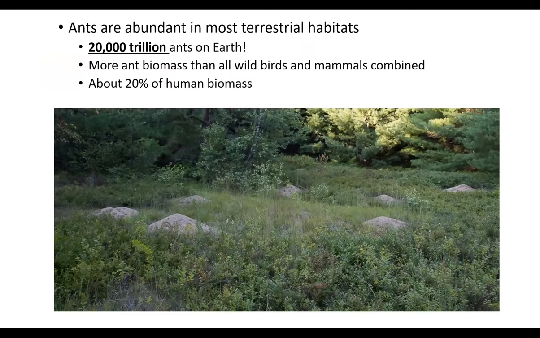And then ants are just super abundant in most terrestrial habitats. A paper just came out in 2022 that estimated the total number of ants on Earth to be 20,000 trillion. They calculated that they have more biomass than all wild birds and mammals combined. That accounts for 20% of all human biomass. So they are everywhere and super abundant.